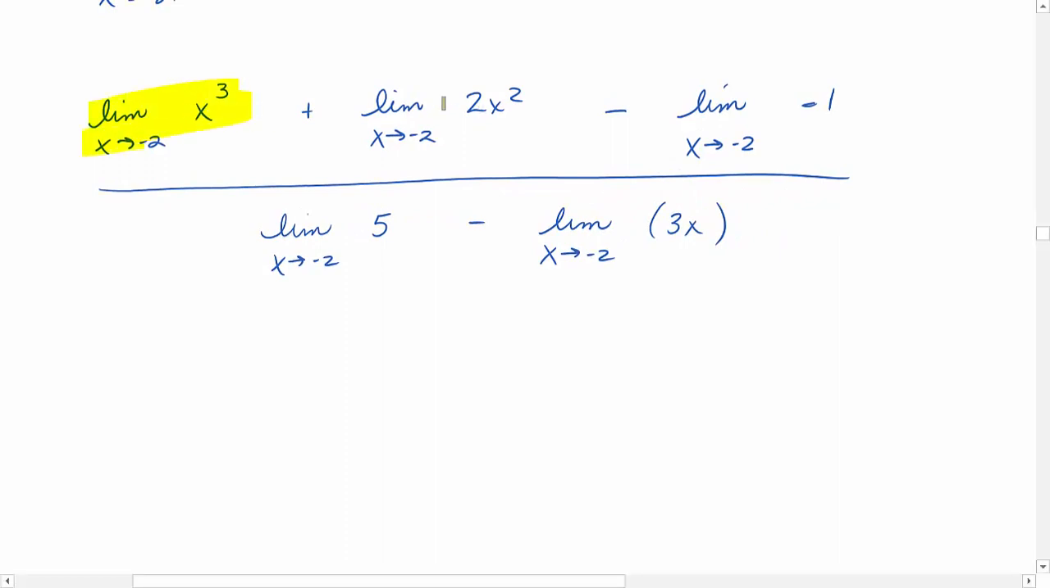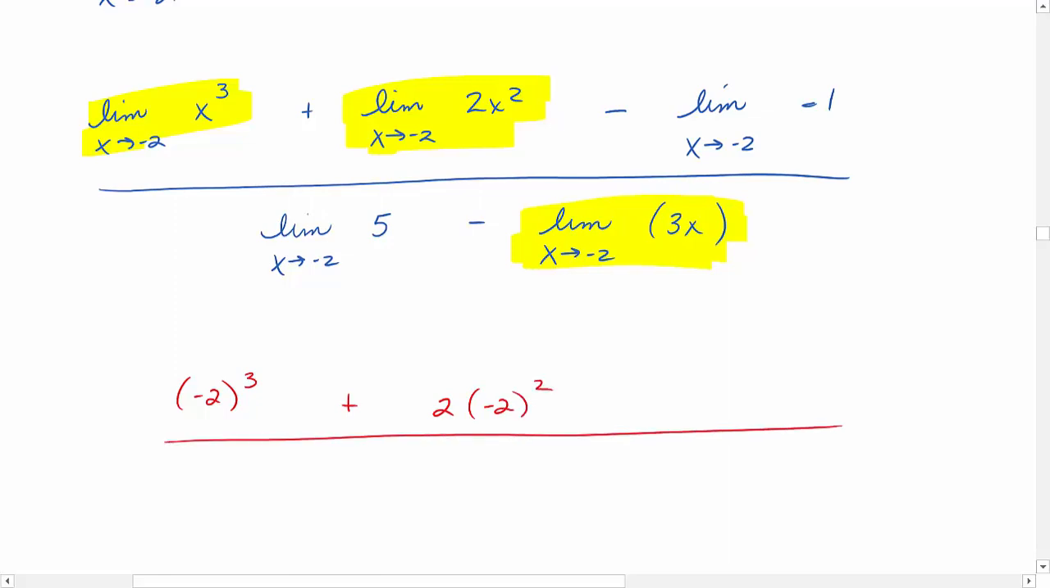Well, for these three, we're going to be using our limit of a monomial rule, where we're just substituting our a value of -2 in for x. And since I'm plugging in, here's where I drop my limit notation. So this is going to be -2 to the third plus 2 times -2 squared. I'll get back to that last one in the numerator in a minute. And then in the denominator, this is going to be minus 3 times -2.